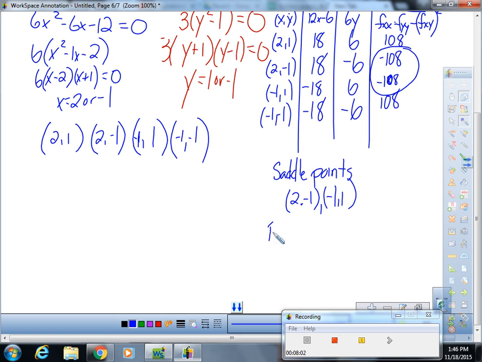So relative minimums at 2 comma 1 and negative 1 comma negative 1. And that is that. Are you down? We do not have a relative max anywhere. Okay? I'll show you the graph and you'll feel better about it. Boom!